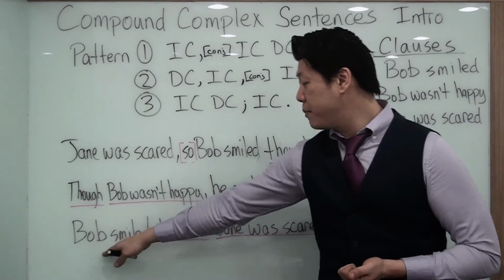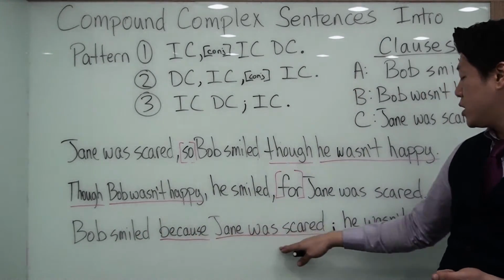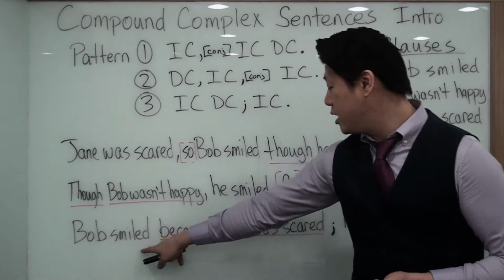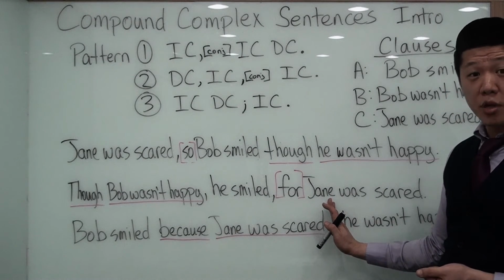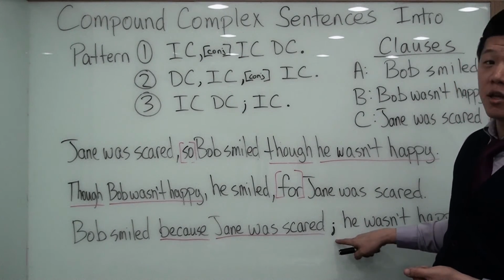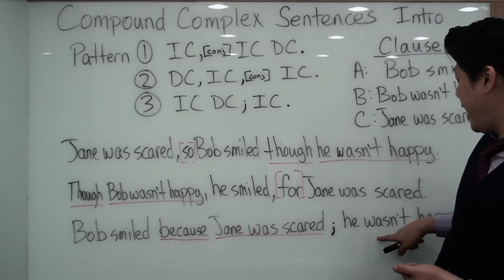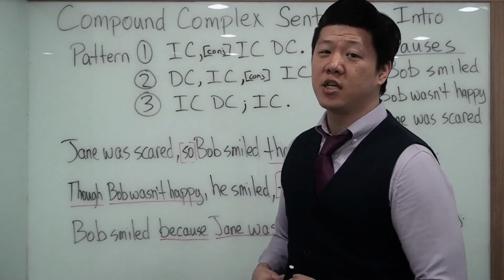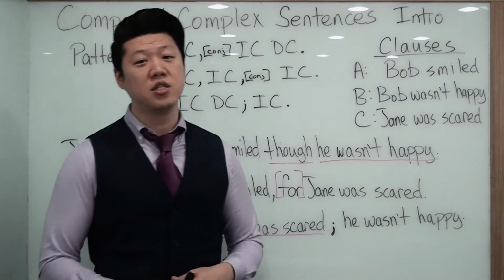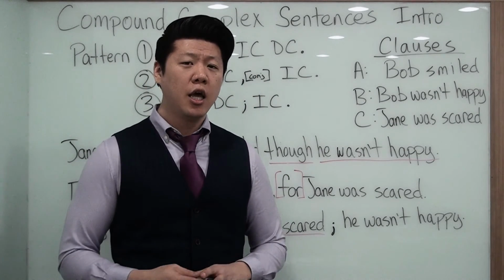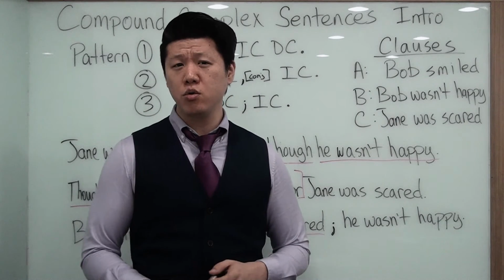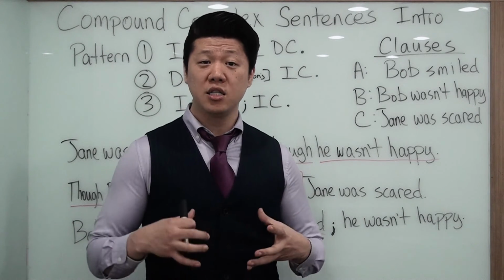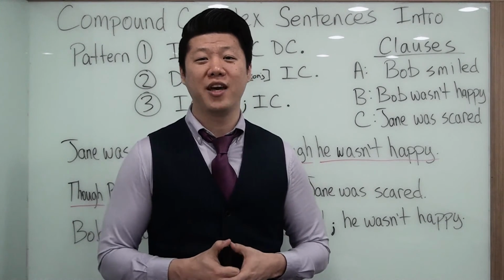So for example, Bob smiled because Jane was scared. He wasn't happy. Here, if you look at it, you could stop, and this is a complete thought. But we're going to add a little more information by saying that he, Bob, wasn't happy. Now, when you are using these different conjunctions, whether they are the fanboys conjunctions or the dependent clause marker conjunctions, when you change the conjunctions you use, you are also changing the meaning of the sentence. You are changing what the clauses mean together. But we can talk about that another time.